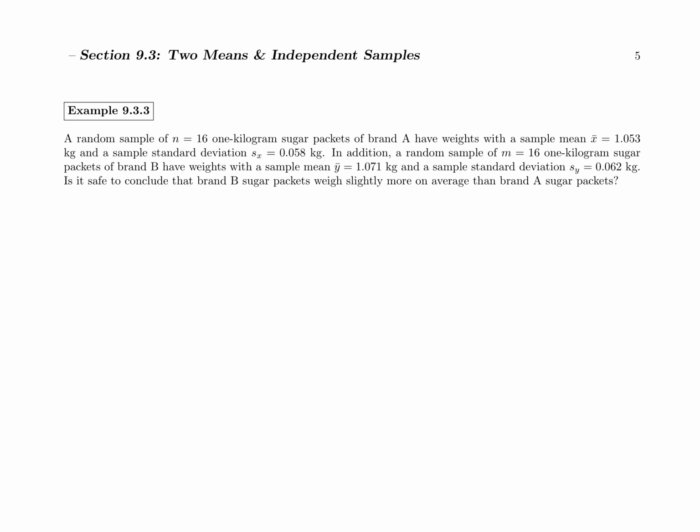For our last example, 9.3.3, we said a random sample of n equals 16 1 kilogram sugar packets of brand A have weights with a sample mean of x bar equals 1.053 kilograms and a sample standard deviation S sub x of 0.058 kilograms. In addition, a random sample of m equals 16 1 kilogram sugar packets of brand B have weights with a sample mean y bar equals 1.071 kilograms and a sample standard deviation S sub y of 0.062 kilograms. Is it safe to conclude that brand B sugar packets weigh slightly more on average than brand A sugar packets?